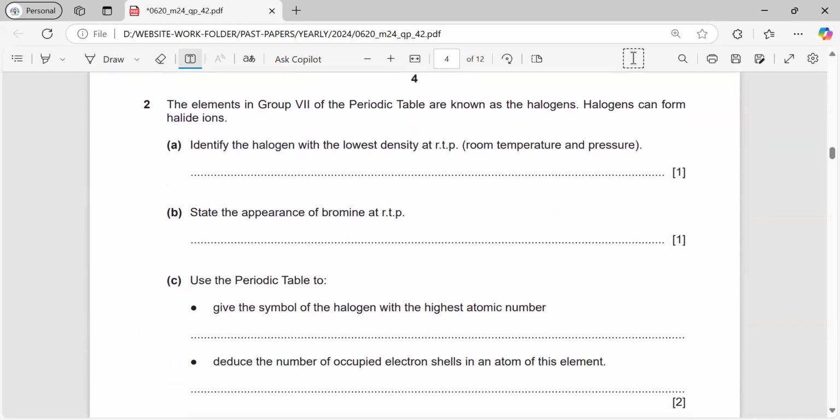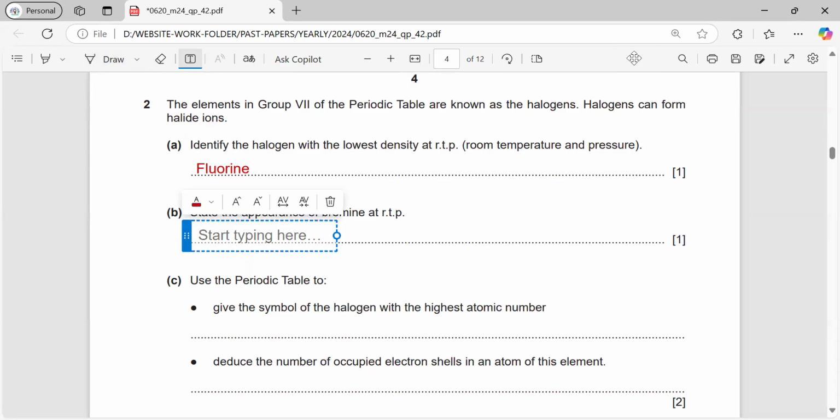Next question: the elements in group 7 of the periodic table are known as the halogens. Halogens can form halide ions. Identify the halogen with the lowest density. The halogen with the lowest density, the smallest size, is fluorine, because fluorine is the lightest in weight and has the smallest size. State the appearance of bromine. Bromine is a red-brown liquid.